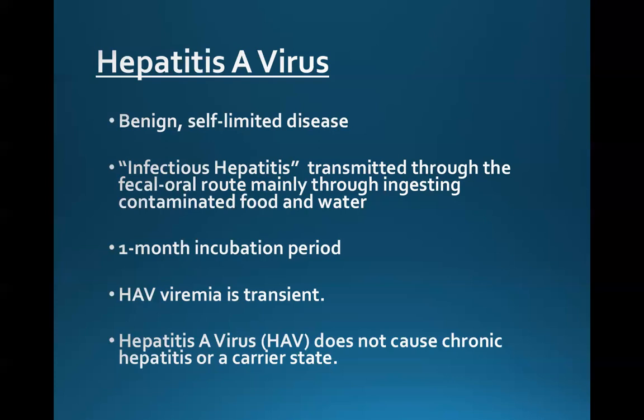All right, so it is infectious. You have A and E with very similar kinds of transmission, the fecal-oral route. It gets to the liver through the GI tract, and it has a 1 month incubation period. The viremia that accompanies hepatitis A is very transient. As a result, there is not going to be any chronic phase of the disease.